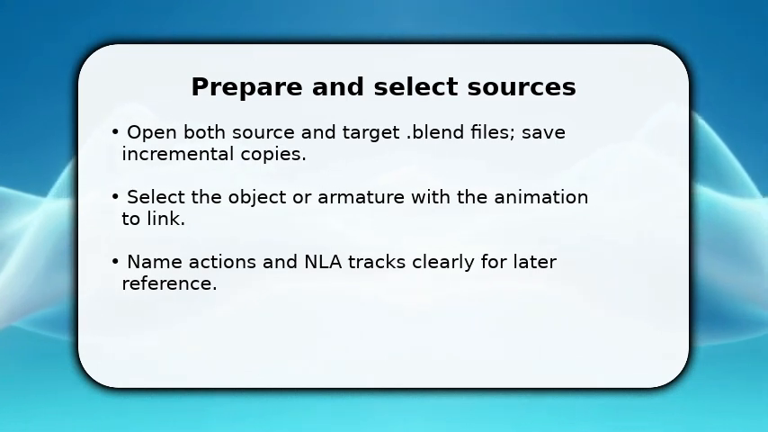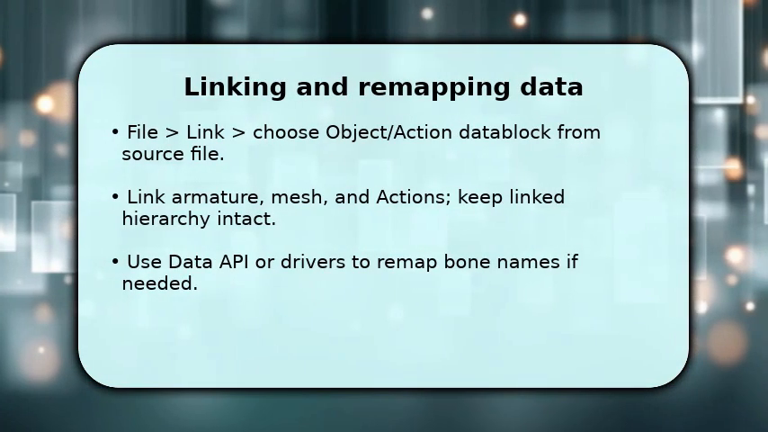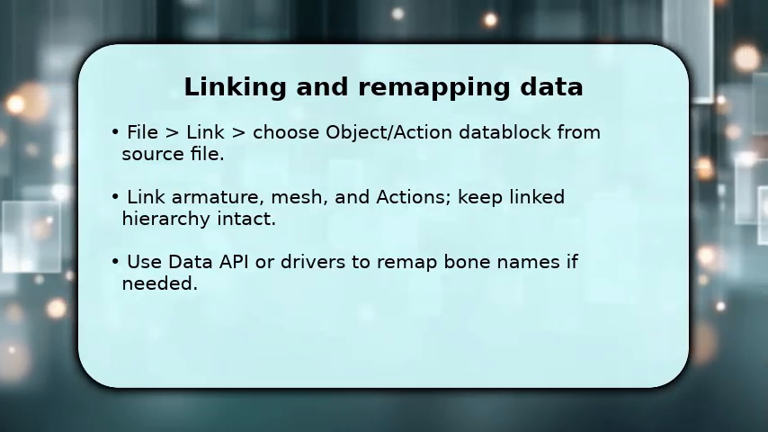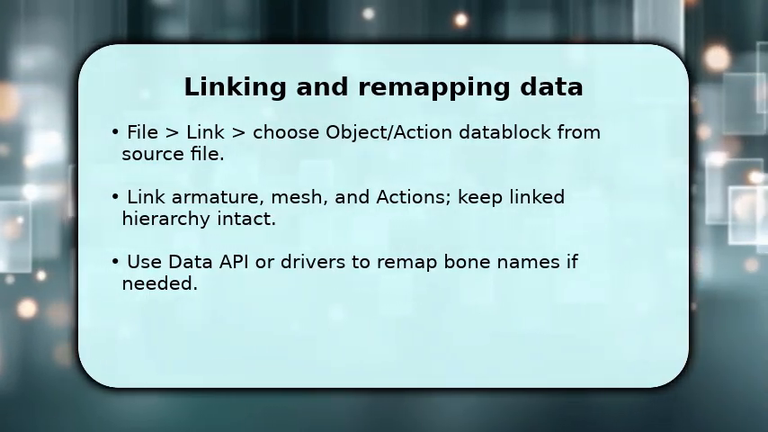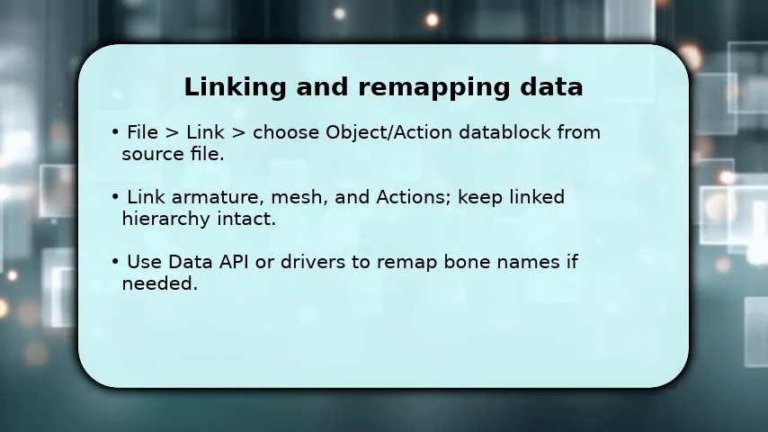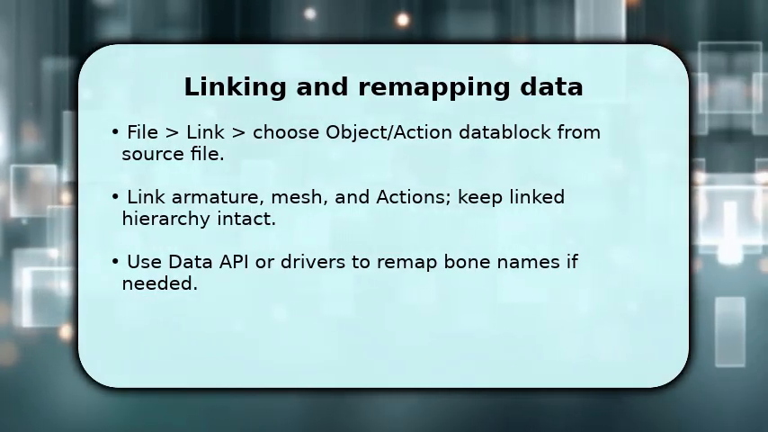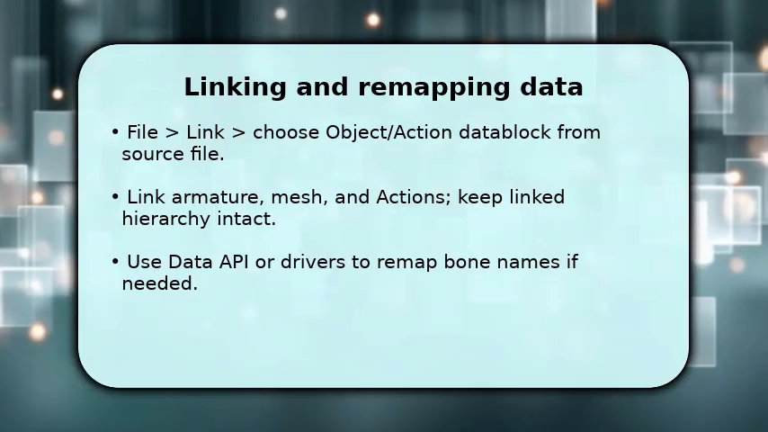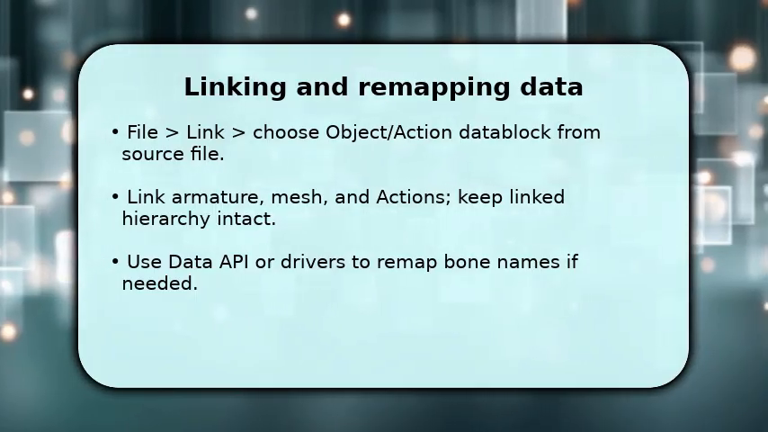Open the target file and use File, Link to navigate to the source .blend, then choose the appropriate object or action data block you want to import as a linked reference. Link armature and mesh first to preserve rig relationships, then link actions or NLA tracks.